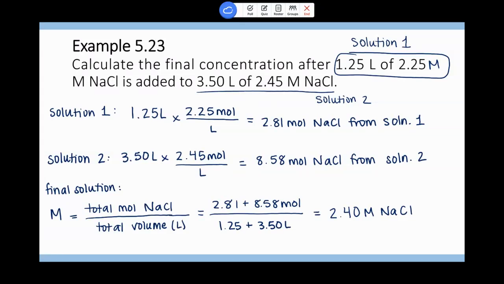And note that we cannot use M1V1 equals M2V2 because we're not simply doing a dilution, we're adding another solution with its own concentration. So M1V1 equals M2V2 only for dilution. Any other question, there's a different process.